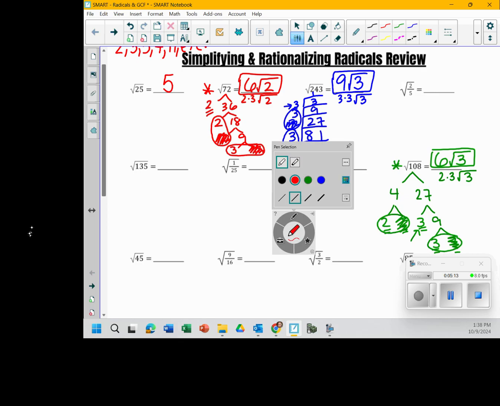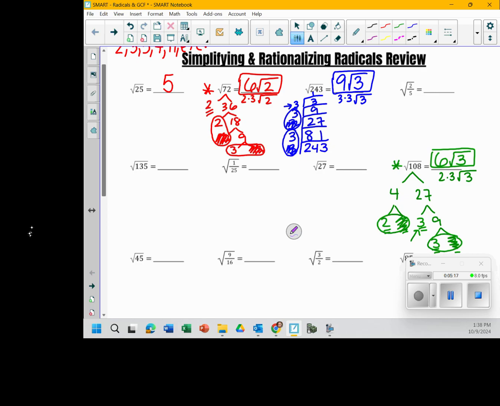For this other problem that I originally skipped, this root 2 over 5. I can't reduce 2 over 5, so the next thing I'm going to do is split it into a top and bottom. I can't take the square root of 2. Square root of 2 doesn't exist. I can't take the square root of 5. But I'm not allowed to have a square root in the denominator.